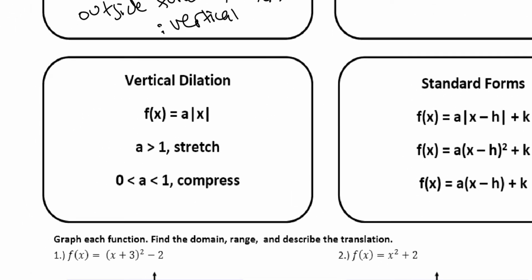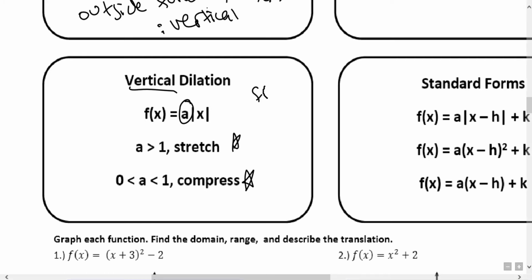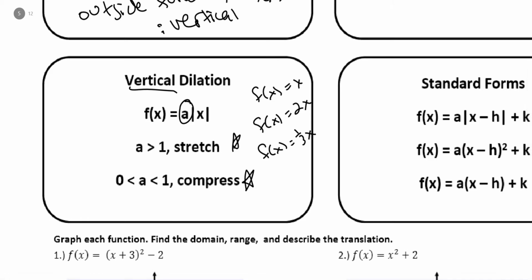The last thing we have here is a vertical dilation. This is when we're multiplying by a number. If our number is bigger than 1, we stretch. If our number is in between 0 and 1, we compress. This is just affecting us vertically. Again, it's outside of the function, so it's affecting slope. Just remember I said f of x equals x has a slope of 1. If I instead have f of x equals 2x, my slope is now 2. If I have f of x equals 1/3 x, my slope is now 1/3. So it's changing what the slope of the function is.